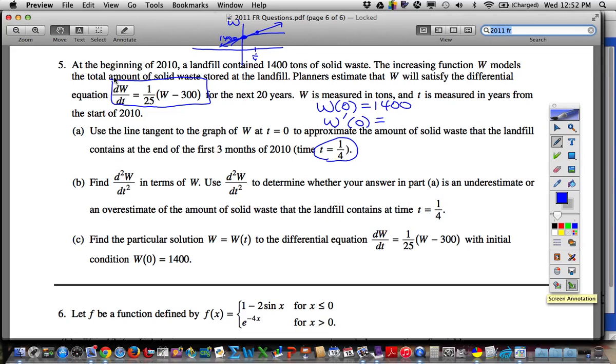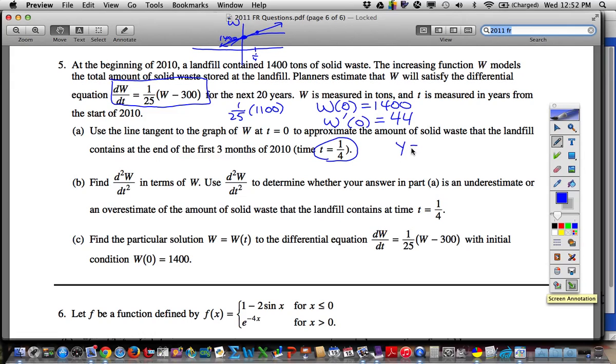0 is time. So it's probably confusing. I did that on purpose. W prime of 0. But yeah, we plug a 0 in for t, but that's not t. What do we plug there? We plug 1400 there, right? We plug 1400. That's a W. W is how many tons of waste at time 0, which is 1400. So we do a 1400 there. What's 1400 minus 300? That's 1100. This is no calculator, by the way. Well, what's 1100 times 1/25th? 44, right? 1/25th times 1100, you'd have 4 for every 100. You have 1100, 4 times 11 is 44. So the slope is 44.